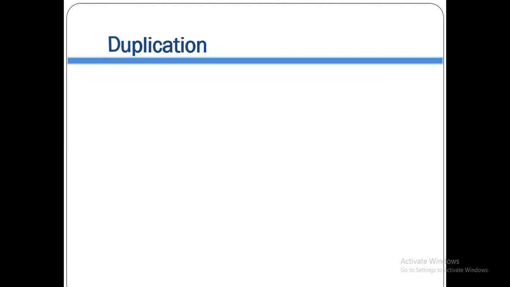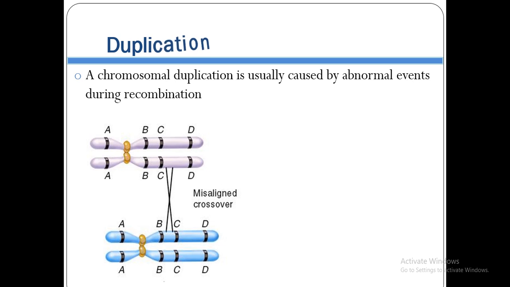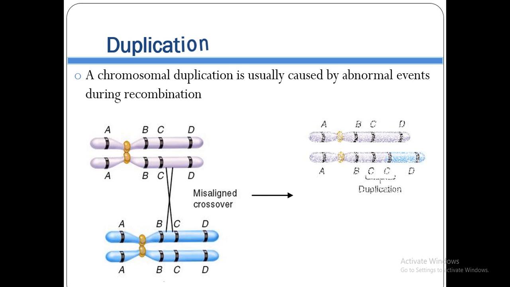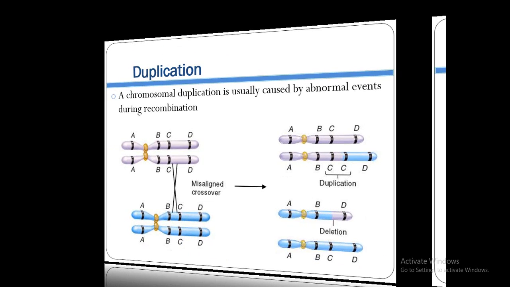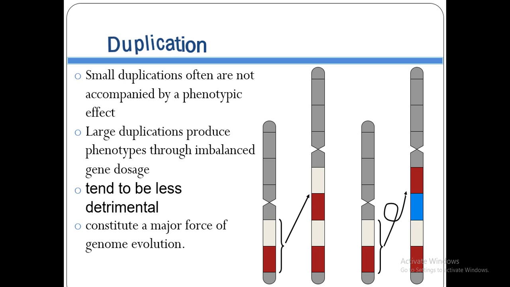For duplication, regions of the chromosomes are duplicated. Sometimes duplication could be direct or inverted. When you say direct, the orientation of the part of the chromosome when copied is the same when it is duplicated. Sometimes, duplication could be inverted. It could occur that the region that has been duplicated has been inverted. So that is inverted duplication.